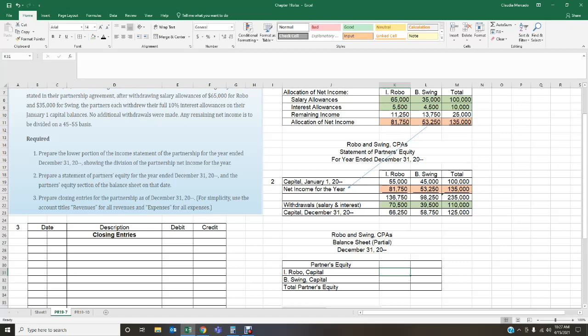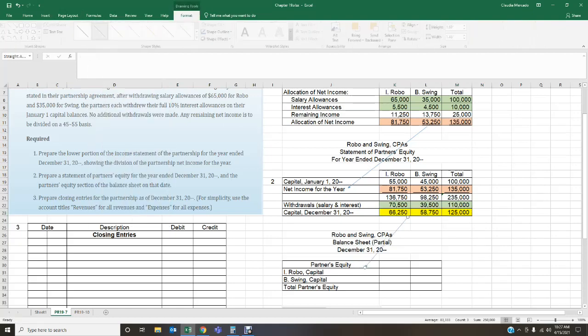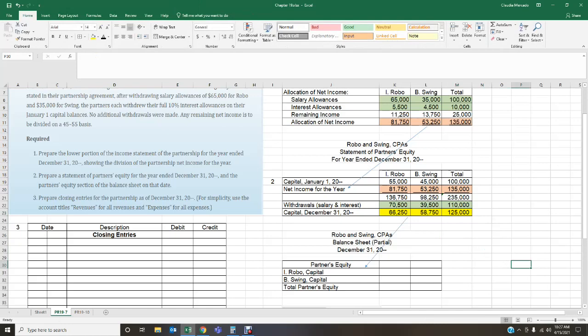And now I'm going to bring in my ending capital, which is that number right there. That number is going to flow over here. So you see information is flowing from one financial statement to the next. So I'm going to bring in my $66,250 for Robo, my $58,750 for Swing. Let me just put commas here. There we go. And then we can get our total.